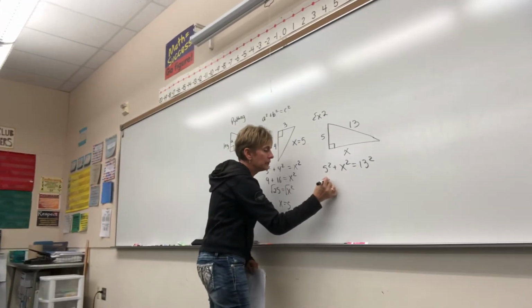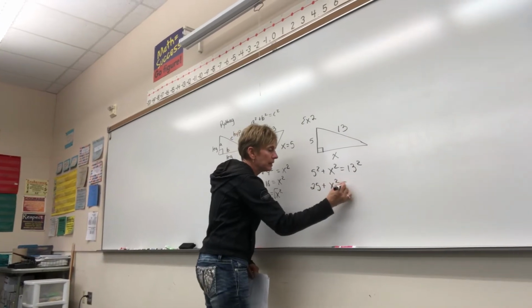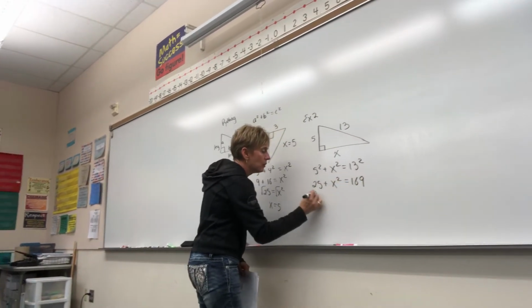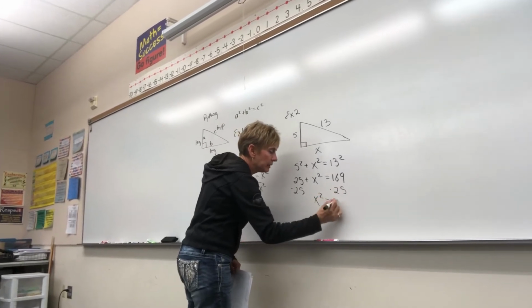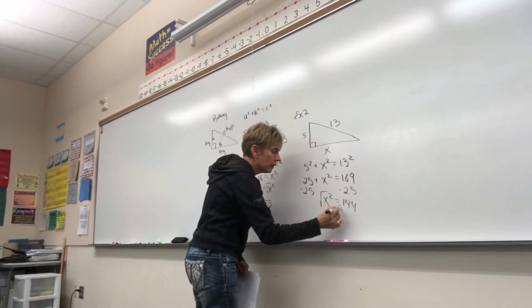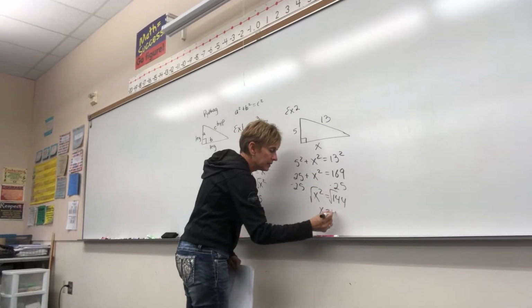All right, so we have 25 plus x squared equals 169. We're going to subtract the 25 from both sides and get x squared equals 144. We're also going to take the square root and get x is 12.